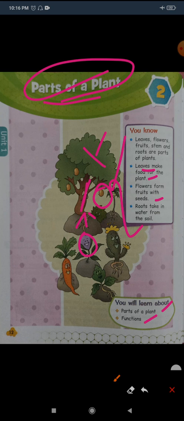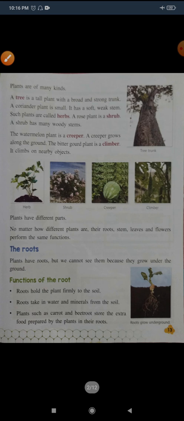Now next, here you can see plants are of many kinds. The big plant is called a tree, and the small plants are categorized into shrubs, herbs, creepers, and climbers. First, what are shrubs? Shrubs are smaller than trees. But first let me explain about trees. What is a tree? A very big, tall and strong plant is called a tree.